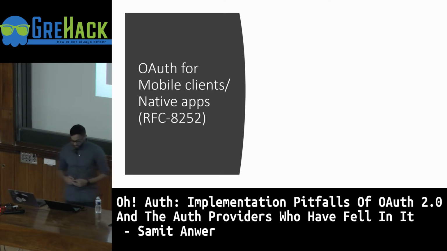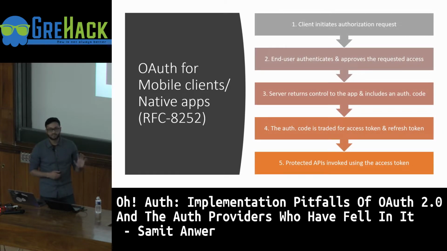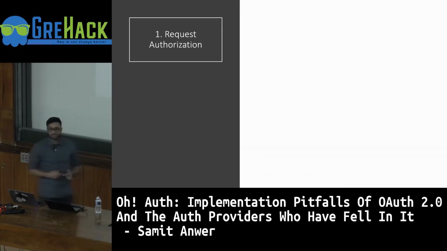So this brings us to OAuth for mobile clients, and the blueprint remains the same. The client initiates the auth request, the end user authenticates and approves, the server returns control with the auth code, which is exchanged for an access token, and the protected APIs are invoked. But let's go through the details on how mobile applications are different from web applications when it comes to OAuth.